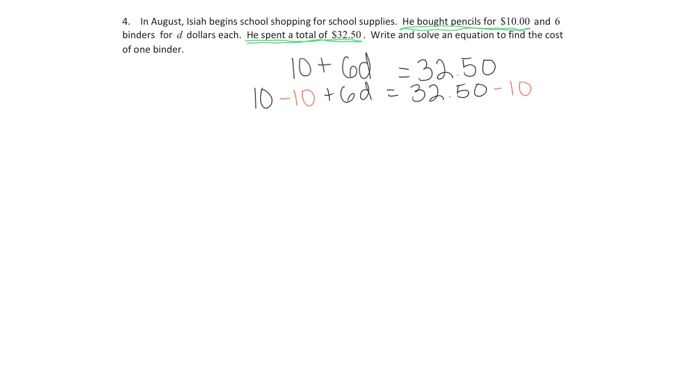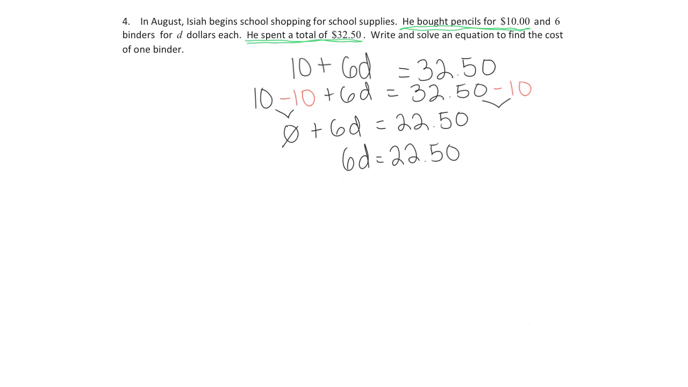Now I need to combine my like terms. So now I have 10 minus 10, which is going to give me 0. I have 0 plus 6D equals 32.50 minus 10, which is going to give me 22.50. Now that I know that 6D equals 22.50, I need to figure out how I am going to make this 6D a 1D. To do that, I'm going to look at 6D. What kind of problem is 6D? Well, it is a multiplication problem.